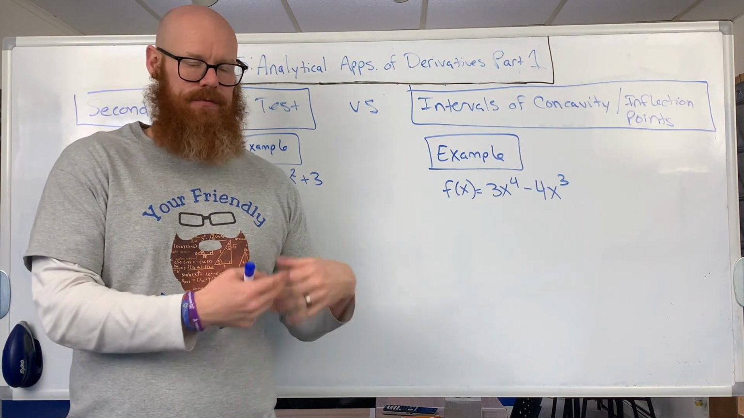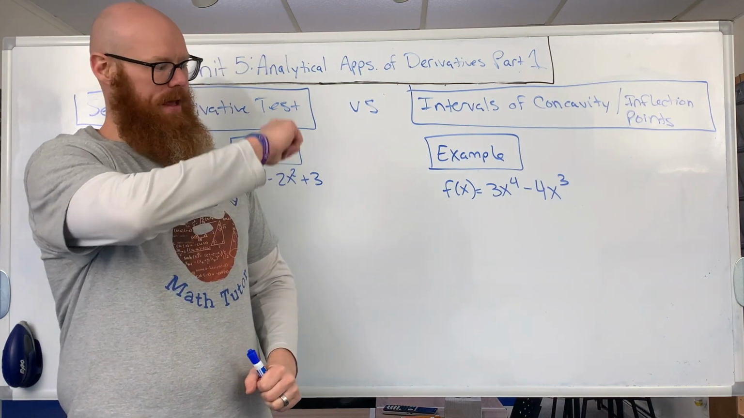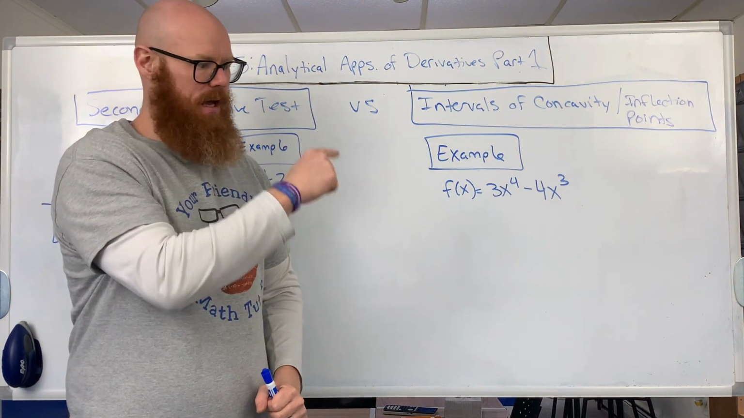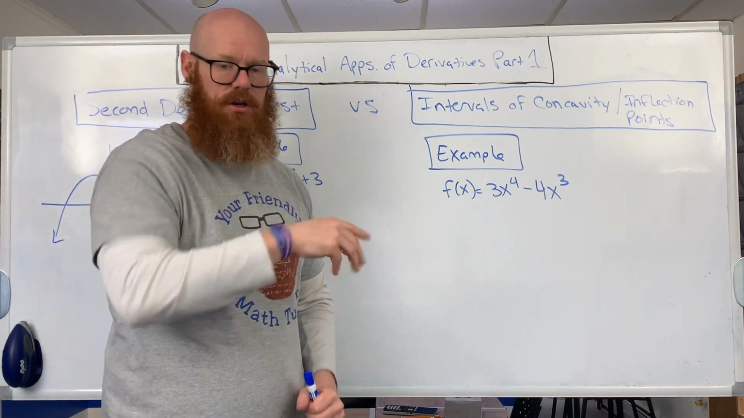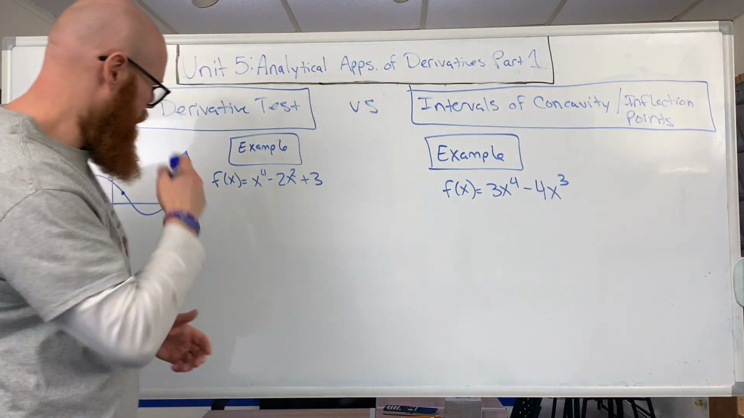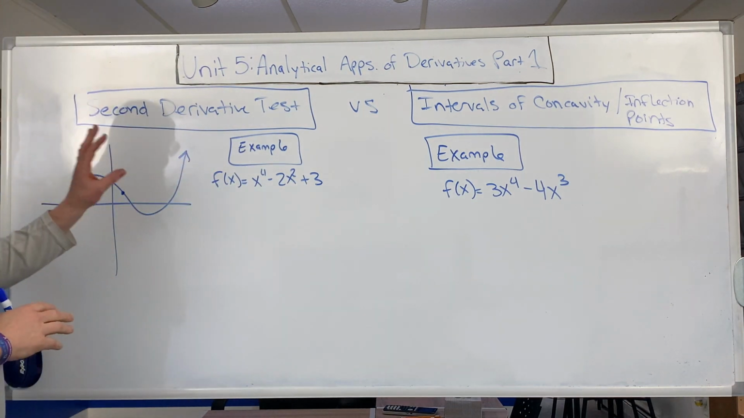The first method was the first derivative test. It told us if it went increasing to decreasing, max; decreasing to increasing, min; increasing, decreasing, neither. So let's illustrate how the second derivative test works.